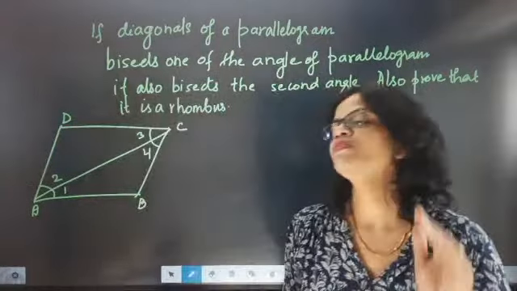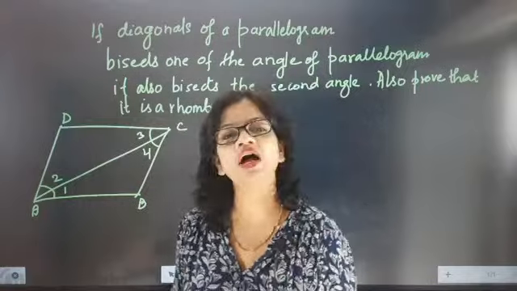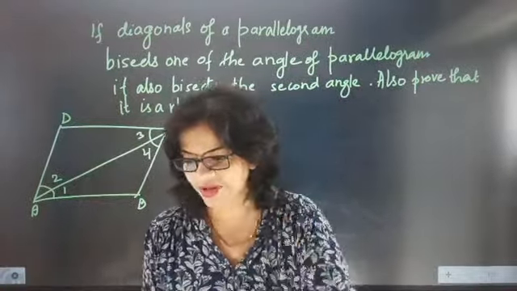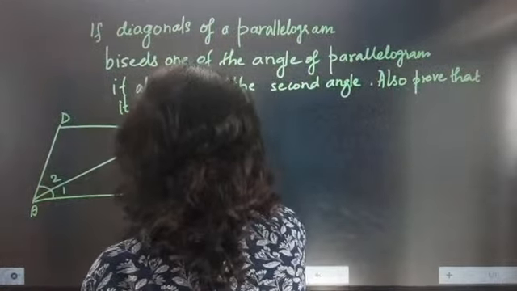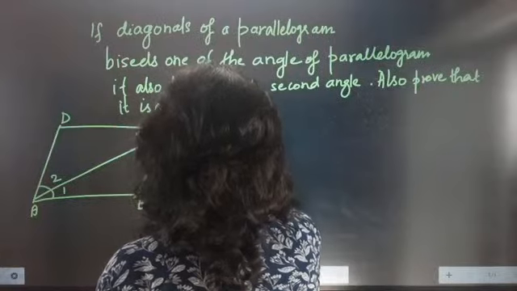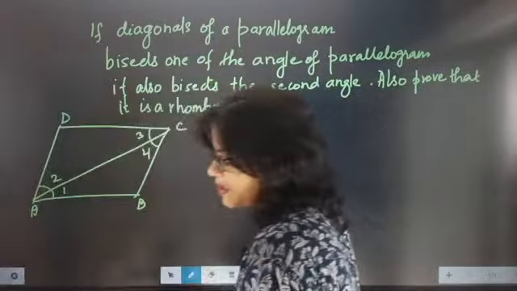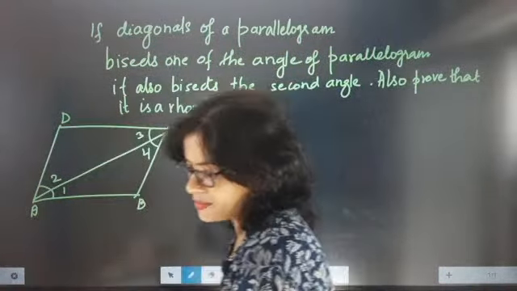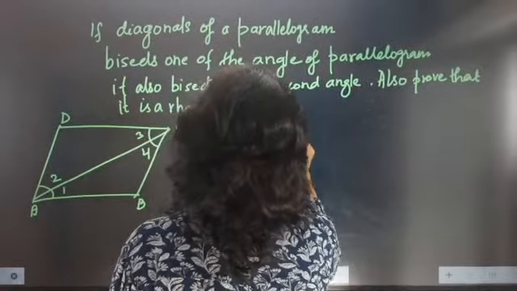I always tell you, when you are proving something, the first important thing you start with is Given, then To Prove, then Proof. All this content you should write one by one. So now the Given: a parallelogram ABCD in which diagonal BC bisects angle B.